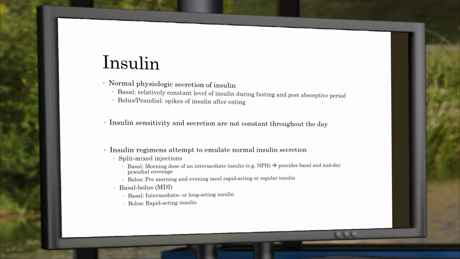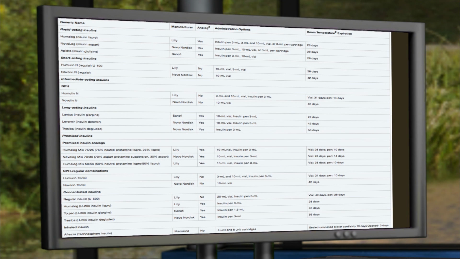So basal is going to be the morning dose of intermediate insulin, and that can be NPH, and that's going to provide basal and midday prandial coverage. And bolus is going to be pre-morning and evening meal rapid-acting or regular insulin. If you're looking at a basal-bolus regimen, which is multiple daily injections, basal is given as either an intermediate or a long-acting insulin, and bolus in this case is usually just rapid-acting, and we utilize the basal-bolus a lot more often.